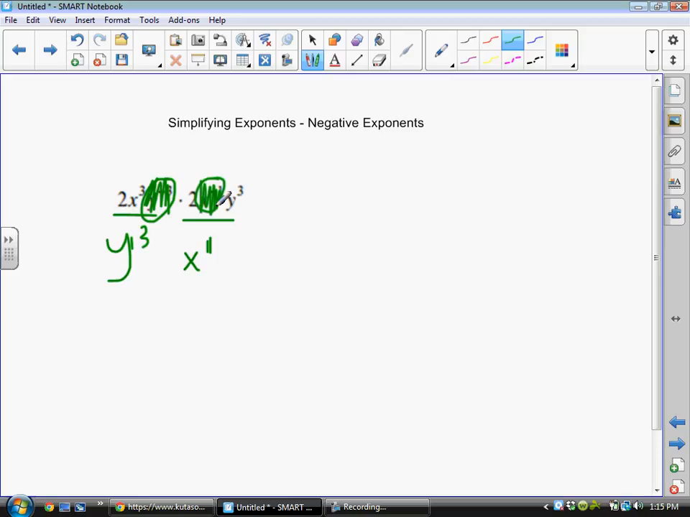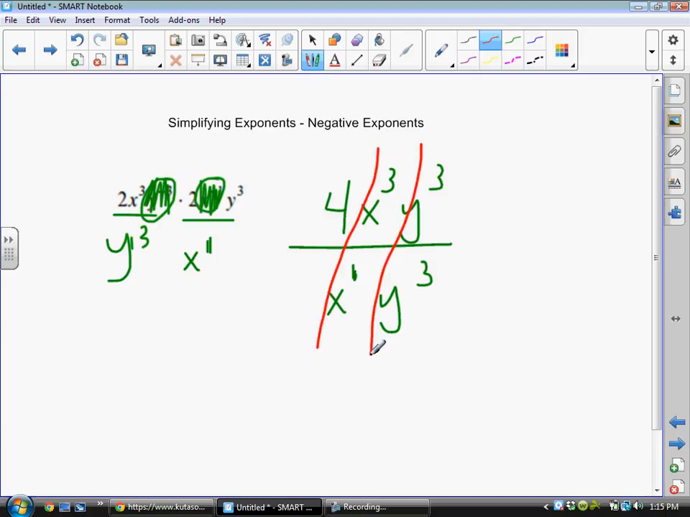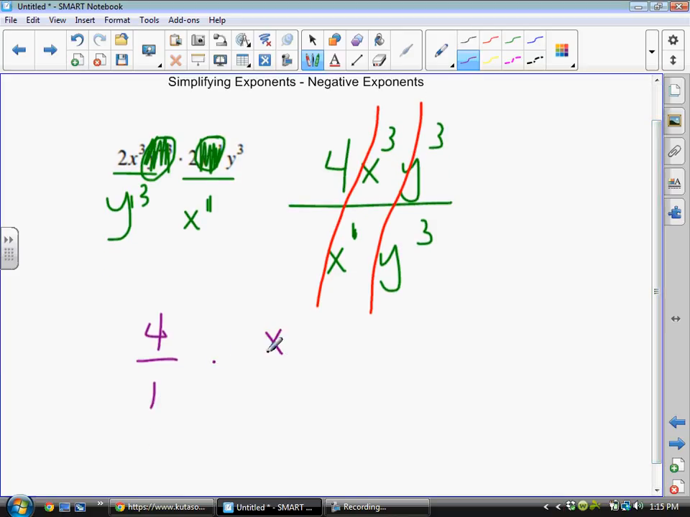Okay, so now I'm just going to merge my stuff together so it's a little easier to start simplifying it. I have 2 times 2 on the top, which gives me a 4. I have an x to the third, y to the third, and on the bottom it's x to the first, y to the third. I always like to have them in alphabetical order on the top and bottom so it's easier to stay in line. So now I'm going to divide these up. I have 3 different parts. I have 4 over 1, I'm just going to leave that there, and I have an x to the third over an x to the first power.